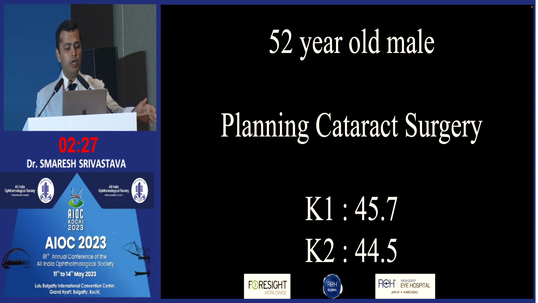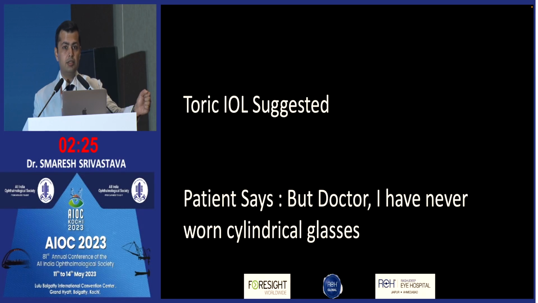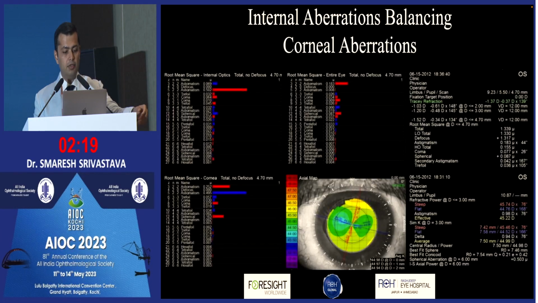We said, let's do toric IOL. Patient is refusing to believe that they have a cylinder because the patient's never worn a cylinder. She's worn glasses the whole life, never worn a cylinder. Now this is how aberrometry comes to use, but you don't really need aberrometry for this. I'll tell you how. There is a manifest refraction, shows no cylinder. 0.37 is the astigmatism. So the total eye is also no cylinder.